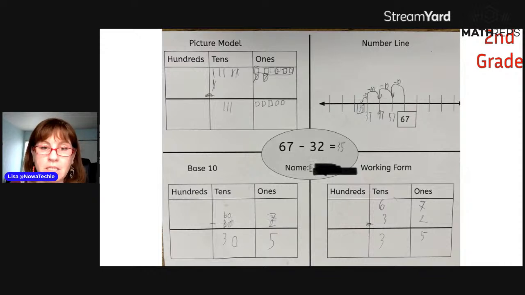We also did the base 10 model where we have the 60 plus the 7 and then 30 plus the 2, and we subtracted from there. And again, you'll see the working form that my district uses.